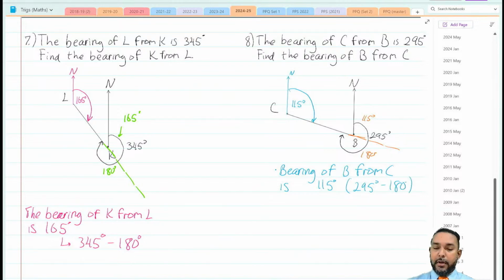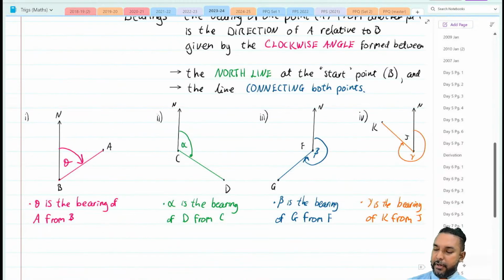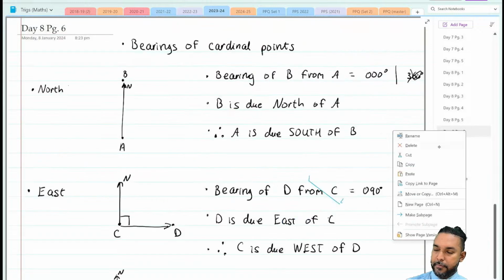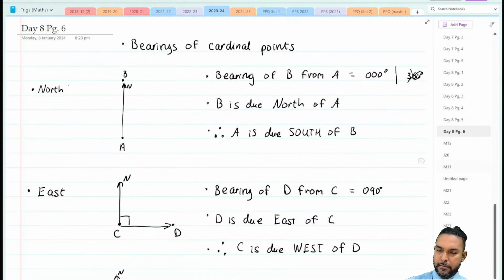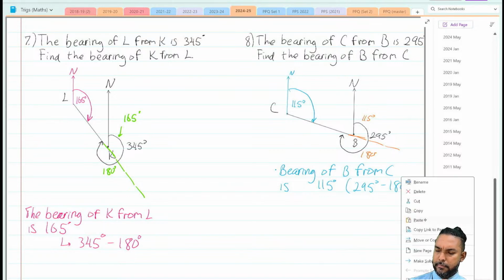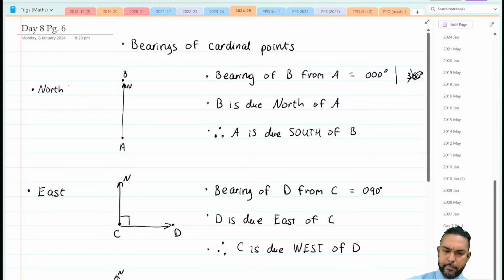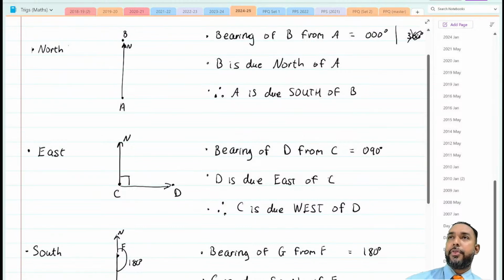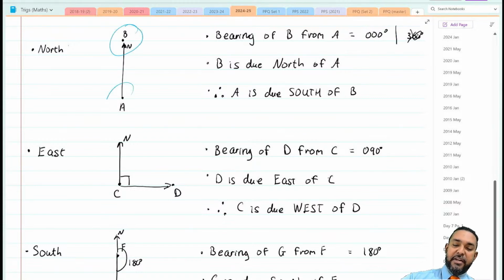All right, okay. Before we lock off for the day, I want to copy and paste a page from across here. All right, so the cardinal points, right? If something is straight north, it's directly above something else, and the bearing there will be 0 degrees, right? If B is directly due north of A, it means there's a 0 degree angle. You could say 360 degrees, but it would be the same as 0 degrees, right?